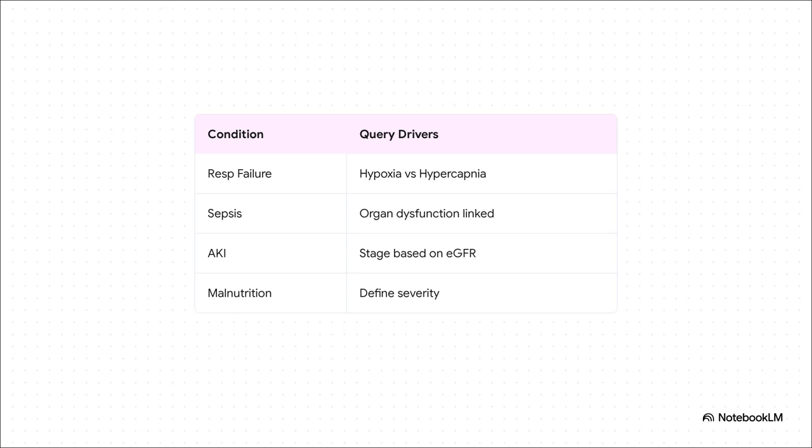For acute kidney injury, we need the specific stage based on eGFR or creatinine. For acute encephalopathy, we need to link it to metabolic or toxic causes. And for malnutrition, we need the exact severity defined by criteria like severe weight loss. Having a physician advisor drive these specific queries is absolutely crucial for protecting the true clinical picture.